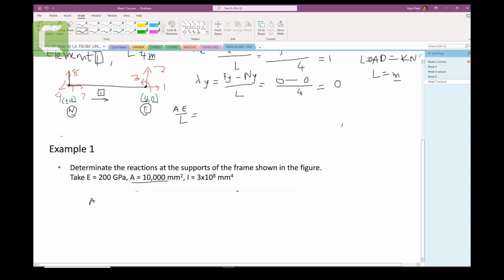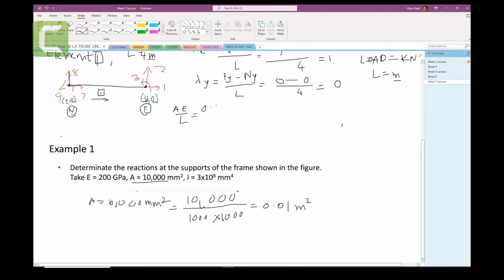So area equals 10,000 millimeters squared, which is 10,000 over 1,000 times 1,000. That will give you meters squared. So you have 0.01 meter square.